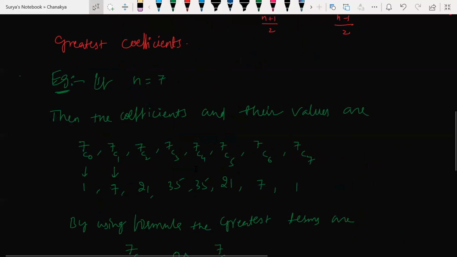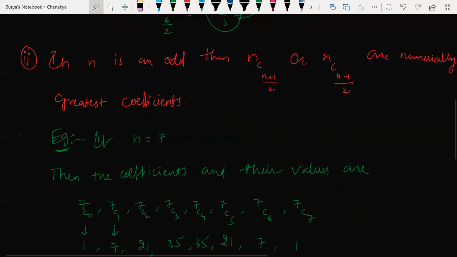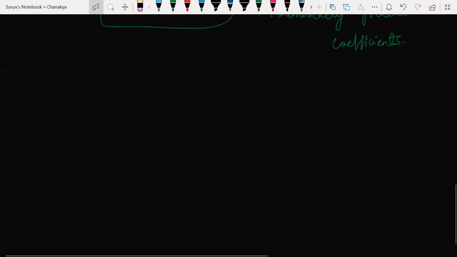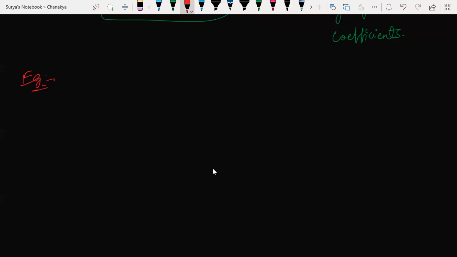Yes, very simple. So let me summarize. If n is an even number, the greatest term is nC(n/2). And if n is odd, it is nC((n+1)/2) or nC((n-1)/2). So for example, we'll see a question so that you will understand. So find the greatest binomial coefficient.